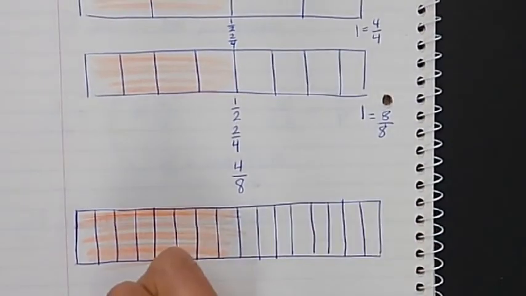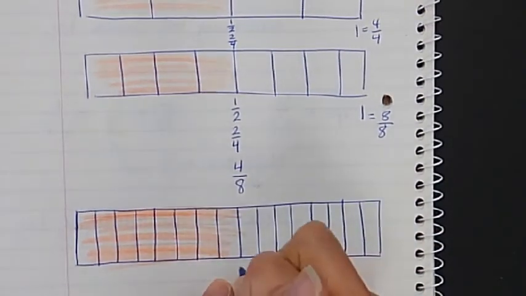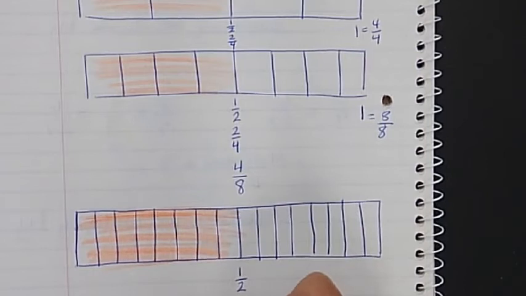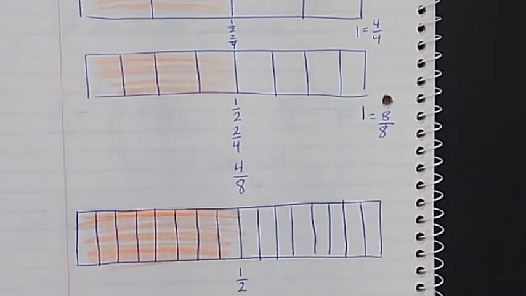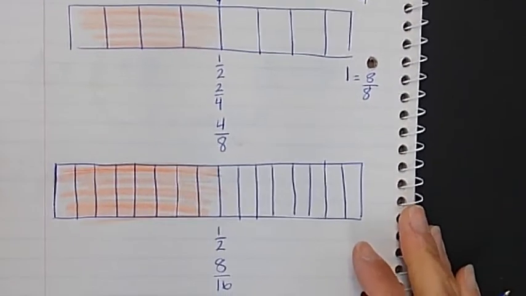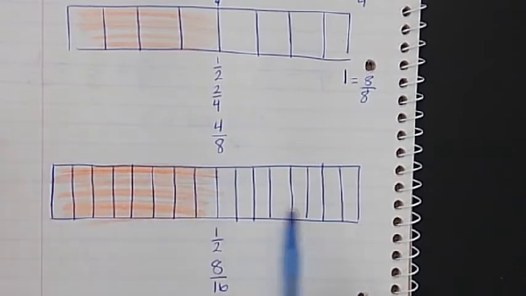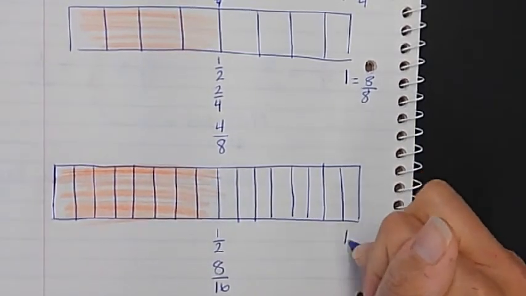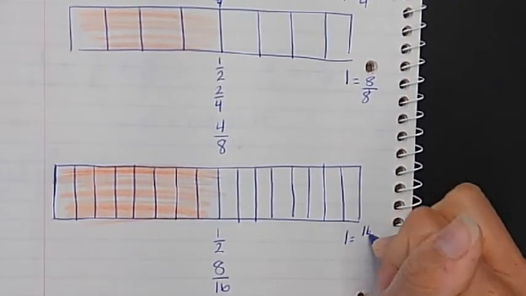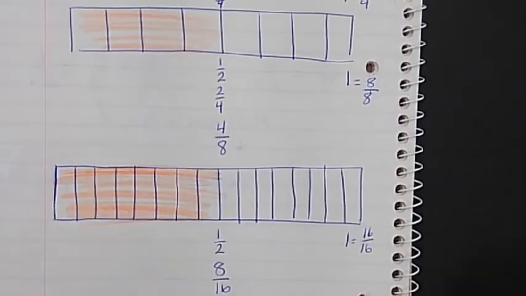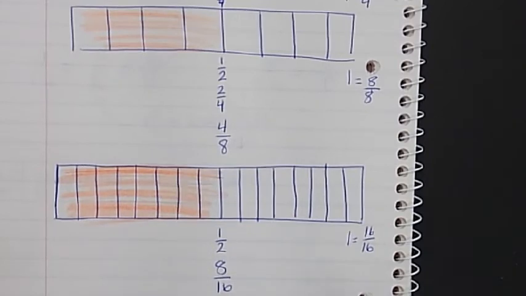So now instead of having 1/2, I have 8/16. I have cut that fraction bar in 16 pieces. So my 1 whole equals 16 out of 16 pieces if I had the whole thing. Right now I only have 8/16.